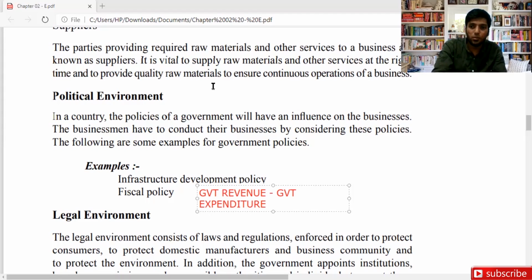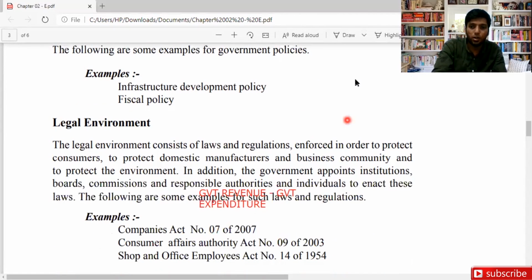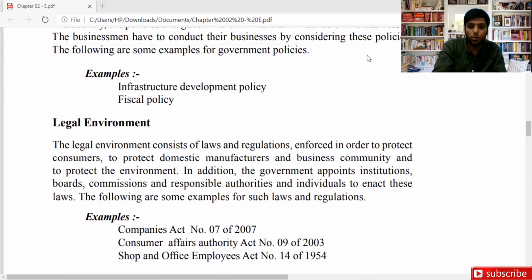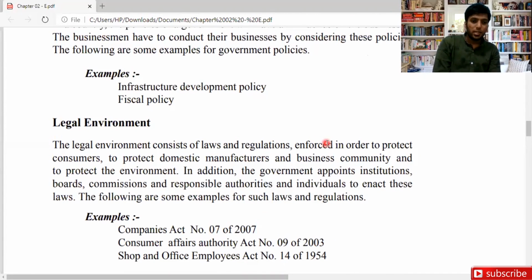What do we have on the third topic? Yes, we have legal environment. So let's move on to that. Legal environment consists of laws and regulation enforced in order to protect consumers, to protect the domestic manufacturers and business community, and protect the environment. So, what is legal environment? A legal environment consists of laws and regulation enforced in order to protect consumers, to protect domestic manufacturers and business community, and protect the environment.